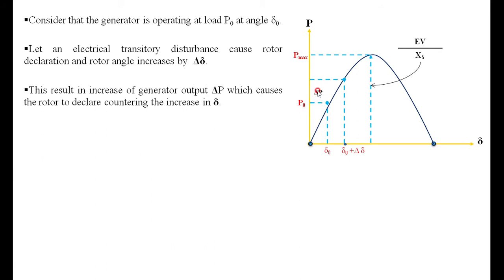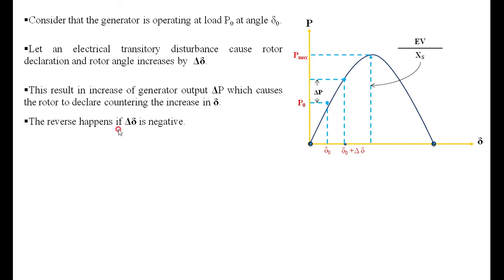Delta P is increasing the power output, which causes the rotor to decelerate, countering the increase in the delta. When there is an increase in the load, there is a deceleration. Because of the deceleration, there is an increase in the delta. Therefore, delta and the speed are counterbalancing each other with the help of delta P. That is what we are calling the synchronizing power.